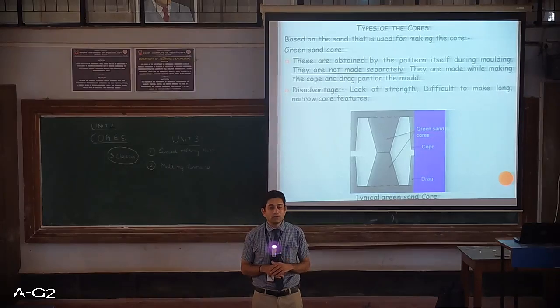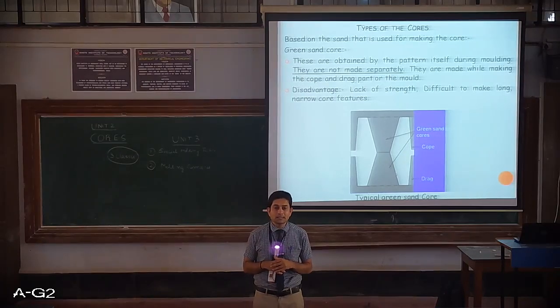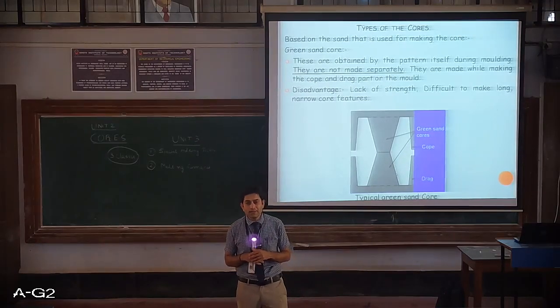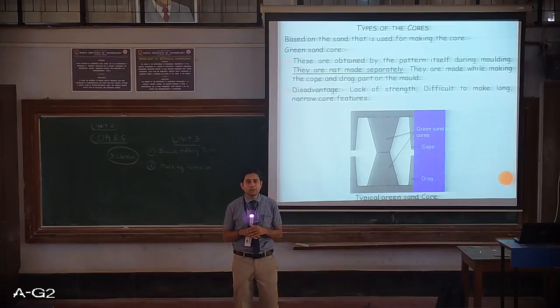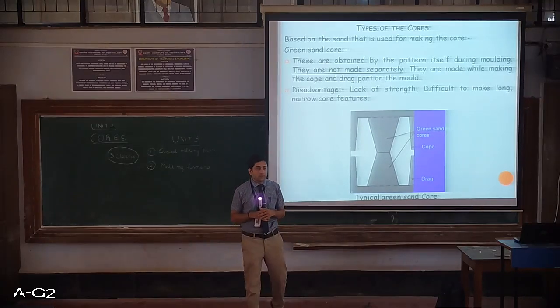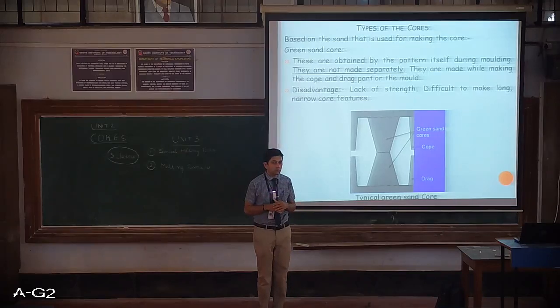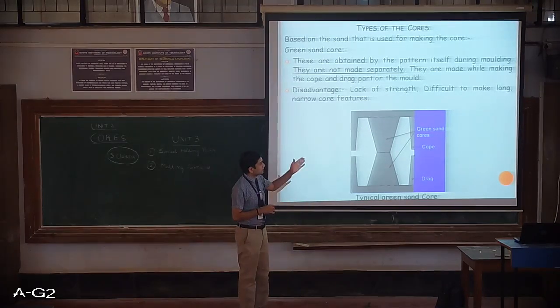Coming to the first one, the type of sand used to make the core, we can differentiate the core into two types. One is called the green sand core, and the other is called the dry sand core. When we have to discuss the first one, the green sand core, it is like this.